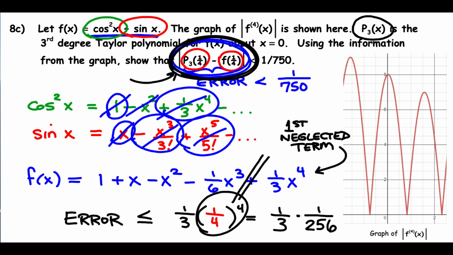You can see that 1/3 times 250 would have been 750. 1/3 times 256 is actually 1 over 768. And so if the error is less than or equal to 1/768, it's certainly going to be less than 1/750th. So we proved what we needed to.